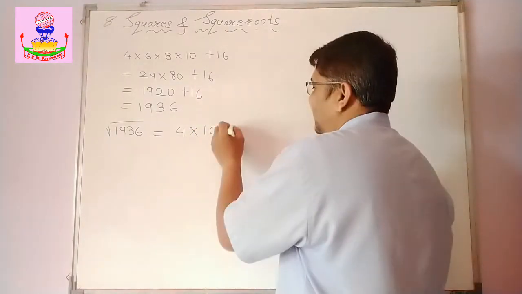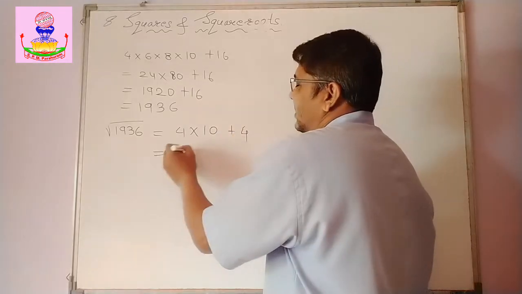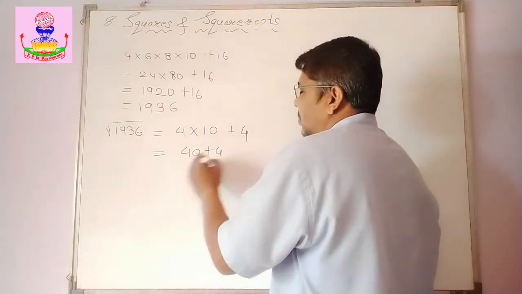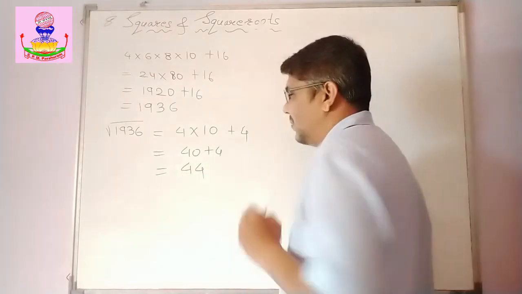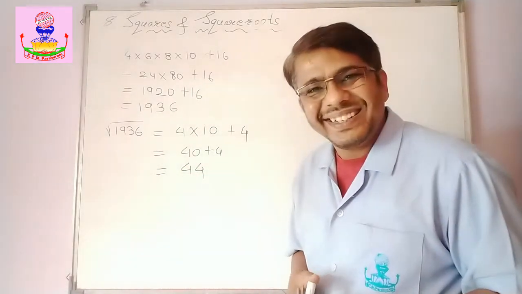And add 4 to it. You will get the answer. 10 4s are 40 plus 4. That is 44. Check it.